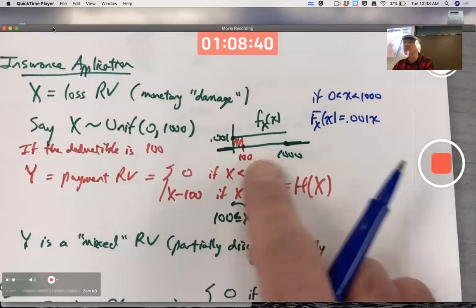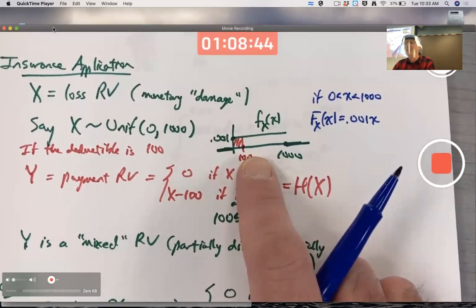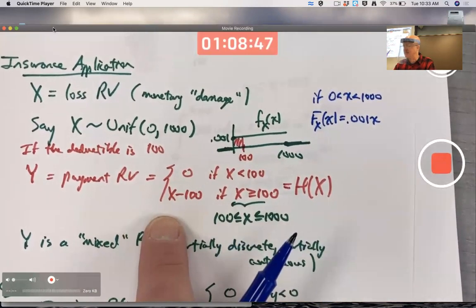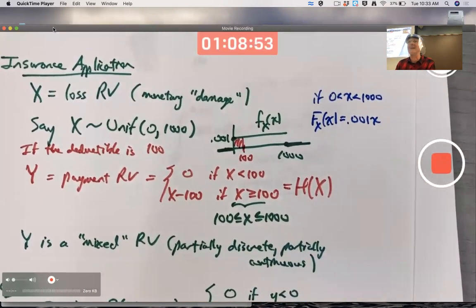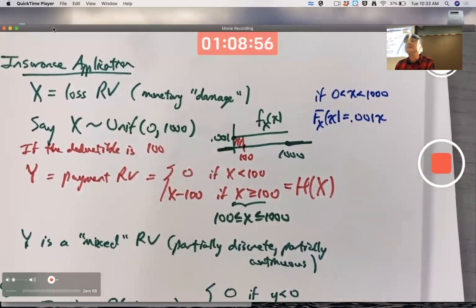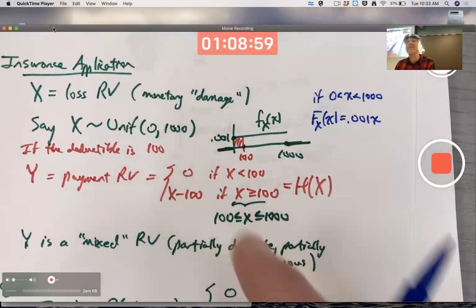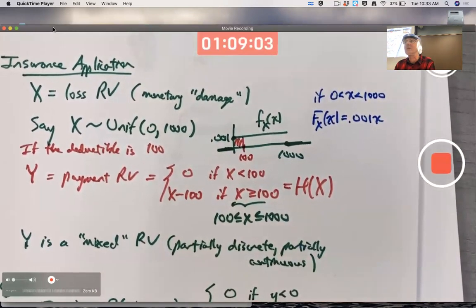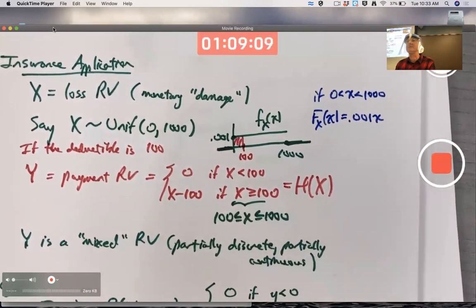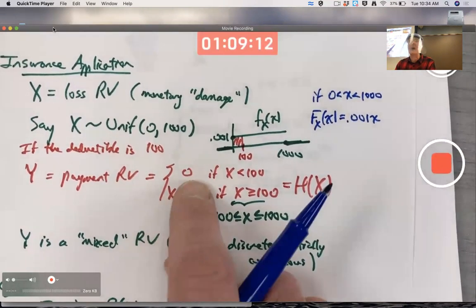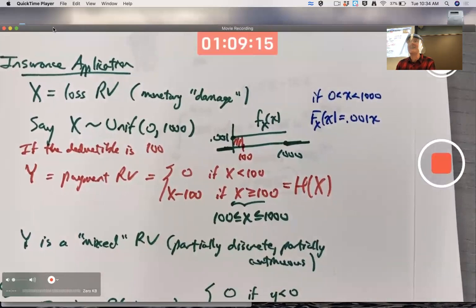X uniform 0 to 1,000, a mean of 500. Y is this piecewise function of X subtracting off 100. Intuitively, without being careful, you might think Y is uniform on the interval from 0 to 900 and having a mean of 450. But no, because 0 occurs with positive probability, 0.1, that causes the mean to be less than 450. It's not uniform on the interval from 0 to 900. I mean, if 0 occurred with a really high probability, 0.999, say, the mean would be really close to 0. Maybe $1 or something.